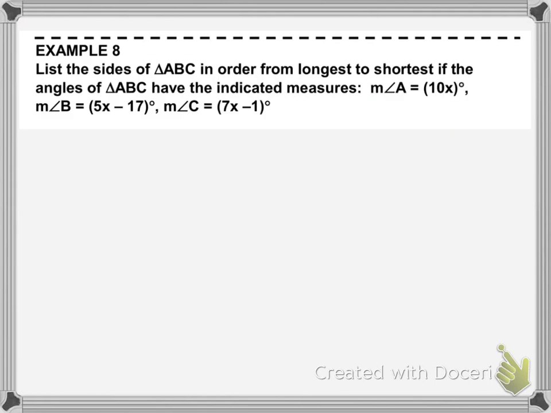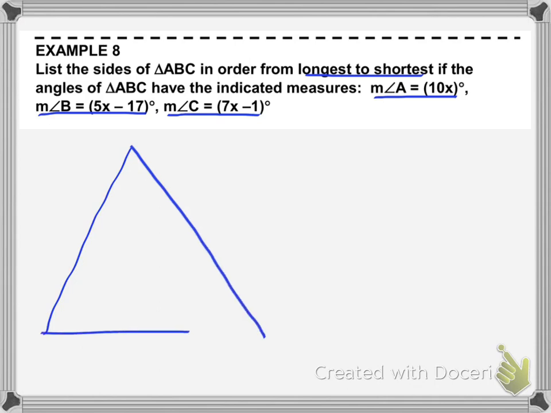All right, so this is a great application problem. List the sides of triangle ABC in order from longest to shortest if the angles of triangle ABC have the indicated measures. Measure of angle A is 10x, measure of angle B is 5x minus 17, measure of angle C is 7x minus 1. Definitely the very first thing we need to do is to just draw our triangle. So we'll draw any old triangle. We'll label the vertices A, B, and C. And then we'll put those angle measures where they go.